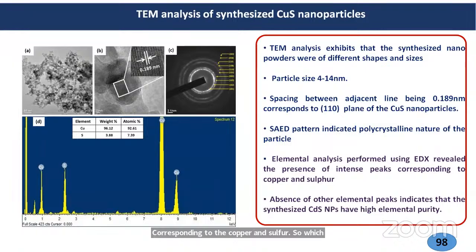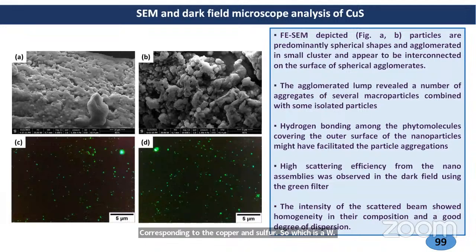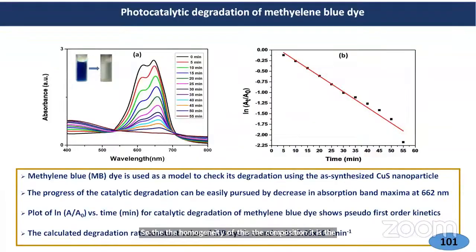So this is a double agreement, and it is showing a very interesting type of agglomerated lump, which reveals the number of aggregates. The number of aggregates is very important to understand how much looseness or aggregation there is. So the homogeneity of the composition highlights a good degree of dispersion. But anyway, I just try to highlight the application part of this particular alga with methylene blue.